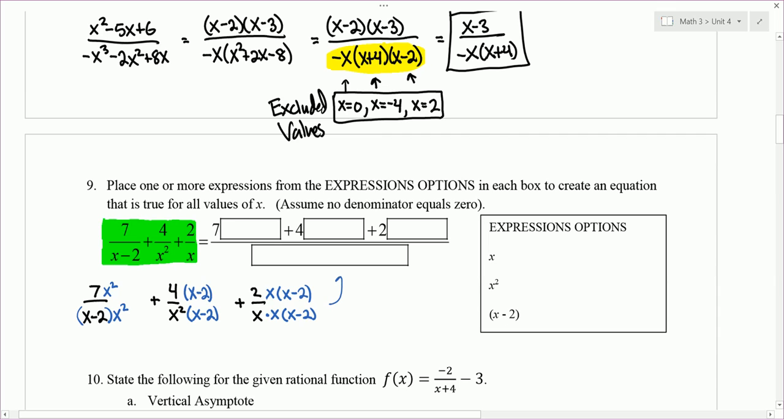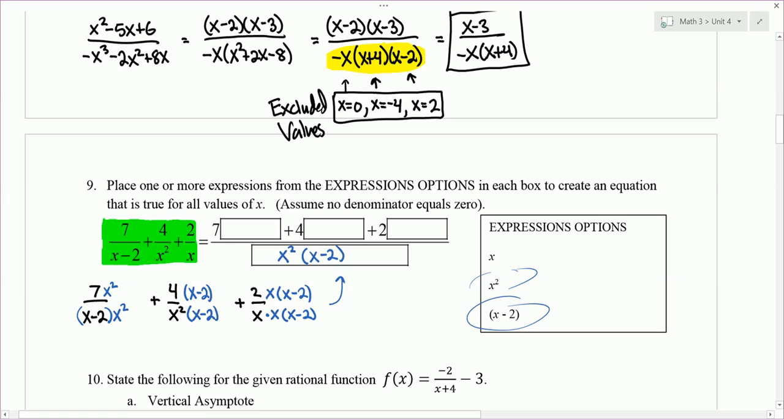Okay, so this is now going to set us up for our third step. Our third step is to fill in the box, right? And notice, what is that common denominator? What do they all have? They have an x squared, and they have an x minus 2. And notice those are our choices. I picked the x squared, I picked the x minus 2 from our expressions options. Now you can use these options more than once.